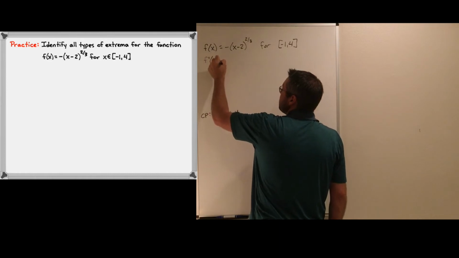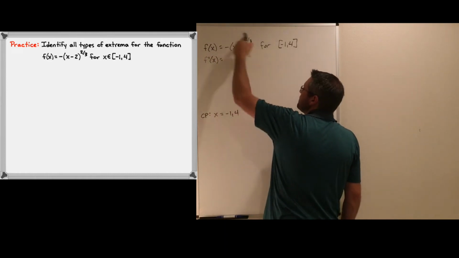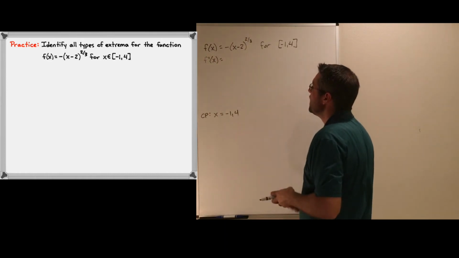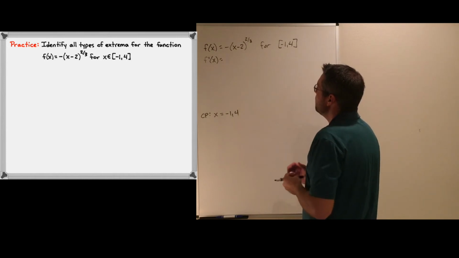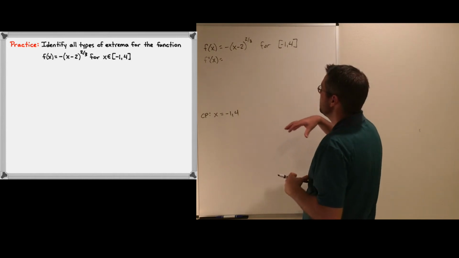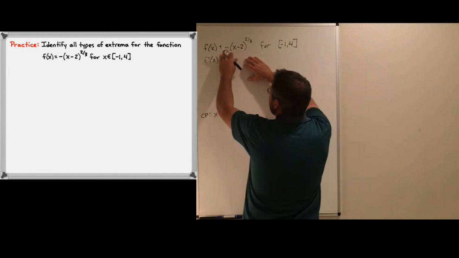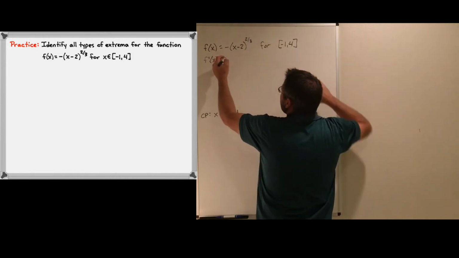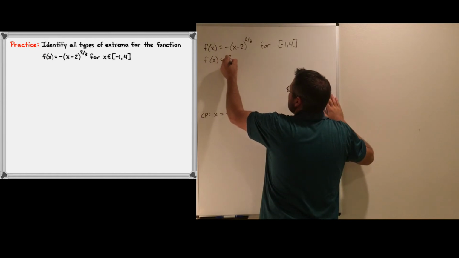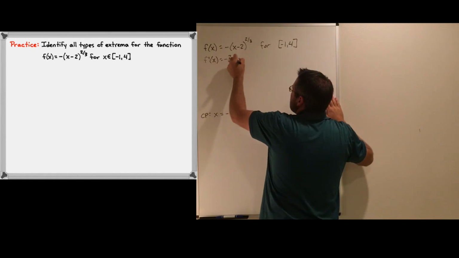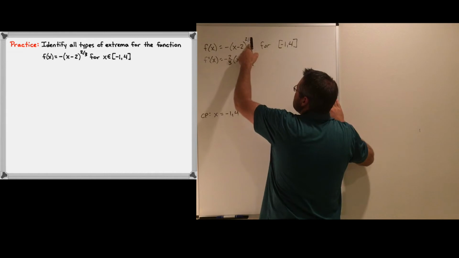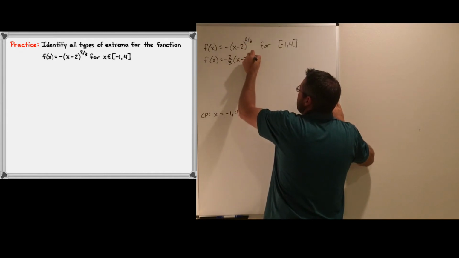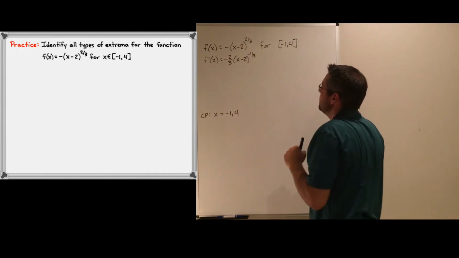So we're going to take f prime of x. When I take the derivative of this, this is another chain rule and power rule combined. So the outer function here is negative something to the 2/3 power. So the derivative of that is going to end up being -2/3 times (x minus 2) raised to the -1/3 power, because we have to subtract 1 from that.